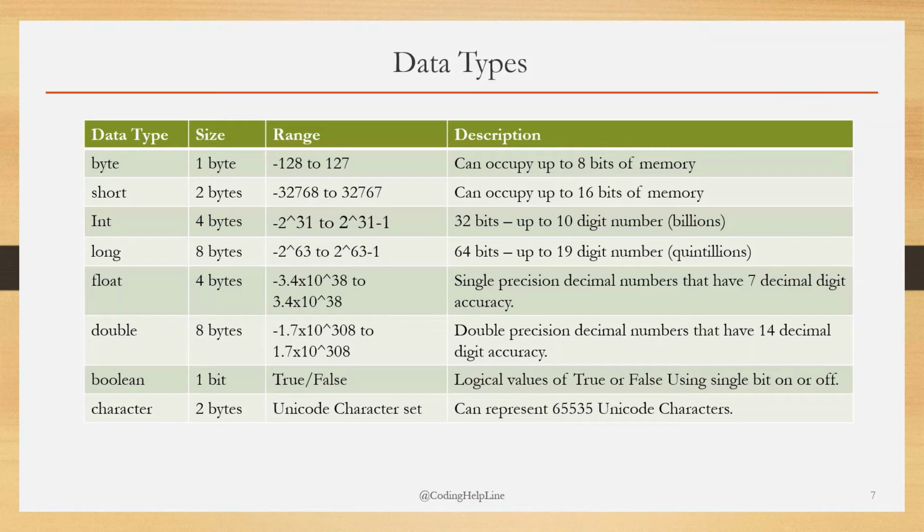Boolean stores into 1 bit only two values, true and false, or you can say 0 and 1. Logical values of true or false using a single bit, on or off. Character. Char data type is 2 bytes. Unicode character set. It can hold at most 65,535 different characters. That is almost sufficient to represent all the languages.